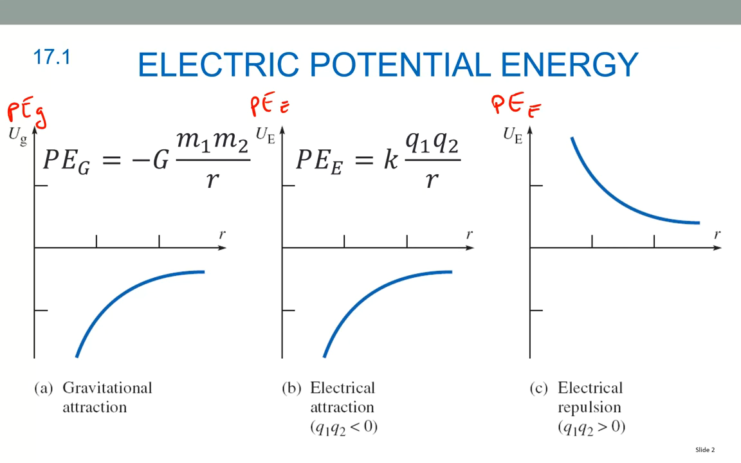So mass falls down because things naturally go to lower potential energy if they're given an opportunity. That's why it falls down. It's going to lower potential energy.